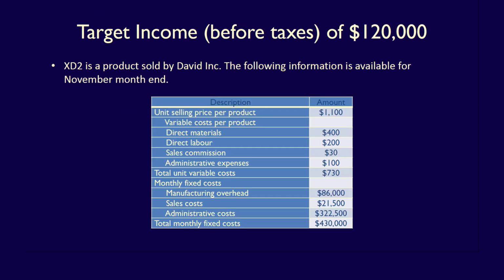We'll use David Inc., a company which manufactures XD2. The company has the following information available for the month of November. The selling price per unit is $1,100. We then have all the following per unit variable costs: direct materials of $400, direct labor of $200, sales commission of $30, and administrative expenses of $100. The total variable cost per unit is therefore equal to $730.